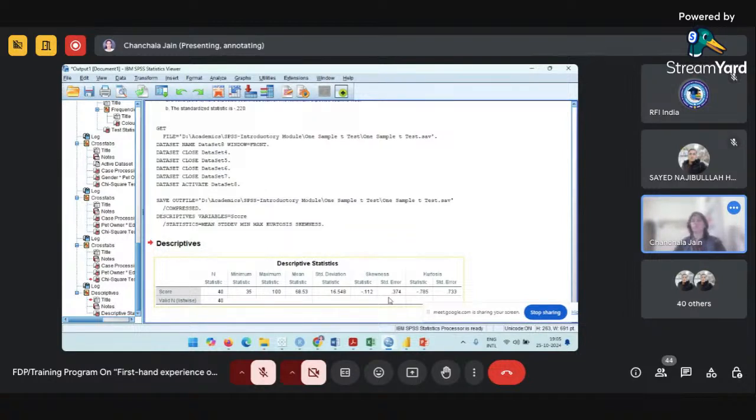I guess the data is not normally distributed. Okay, why, ma'am? Because it is negatively... I guess it is a negative skewness. Okay, fine.